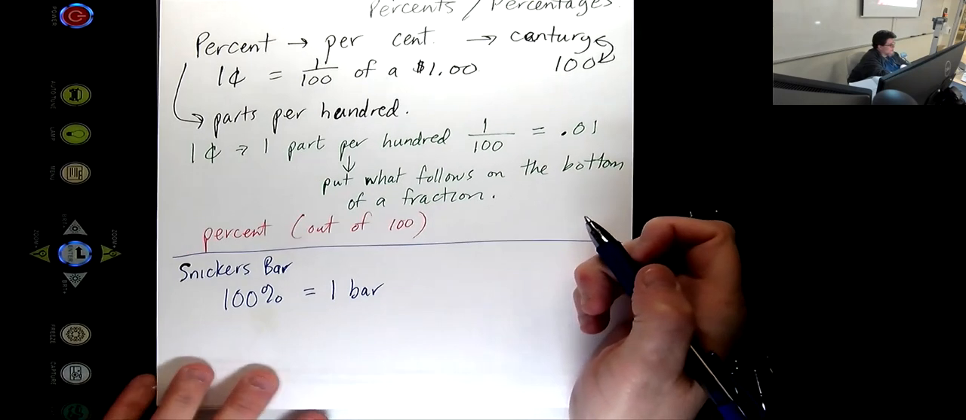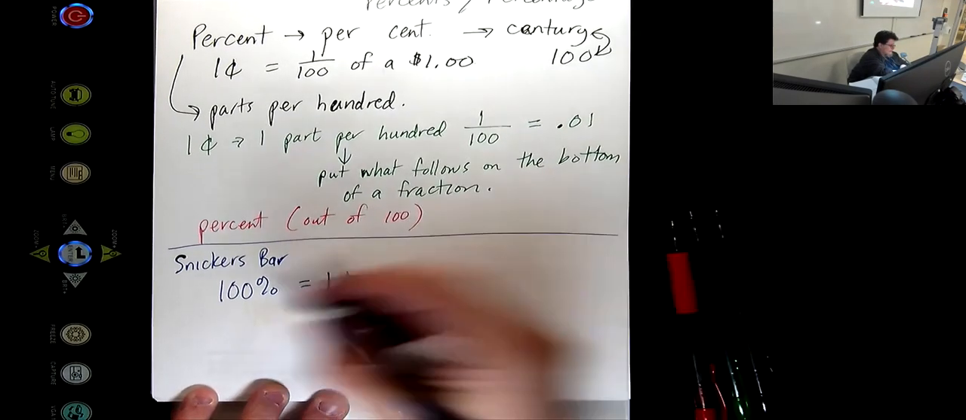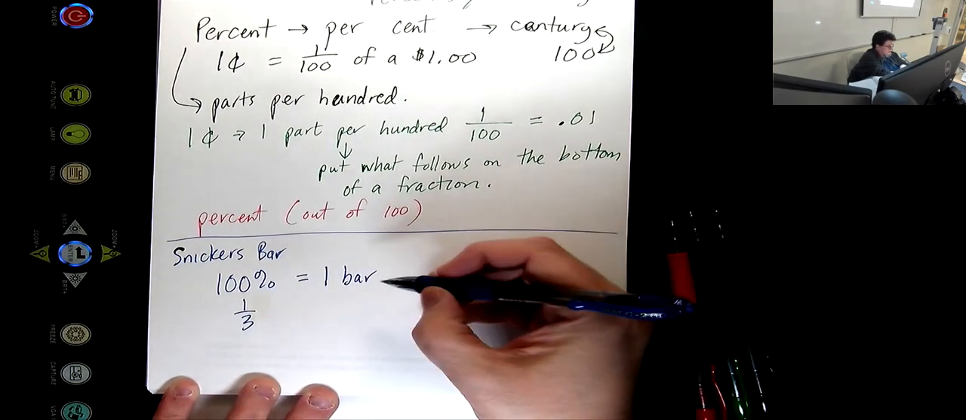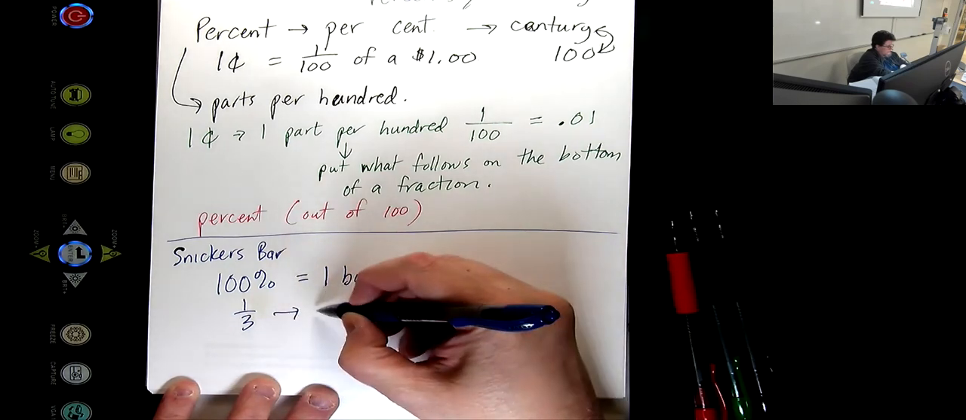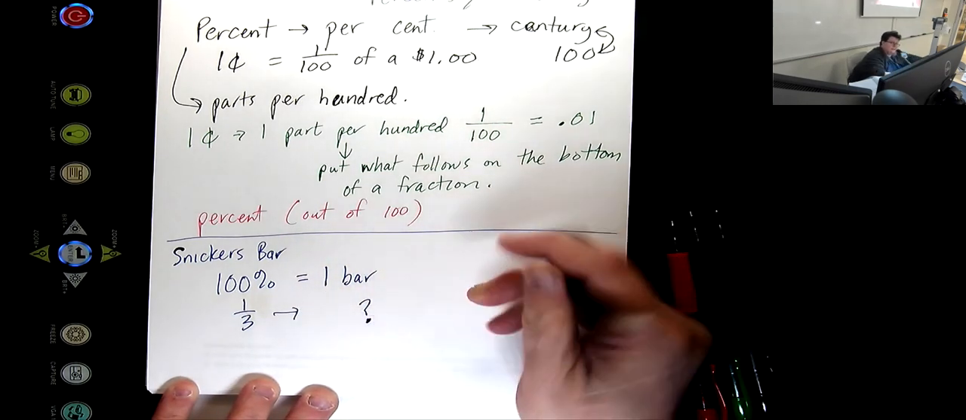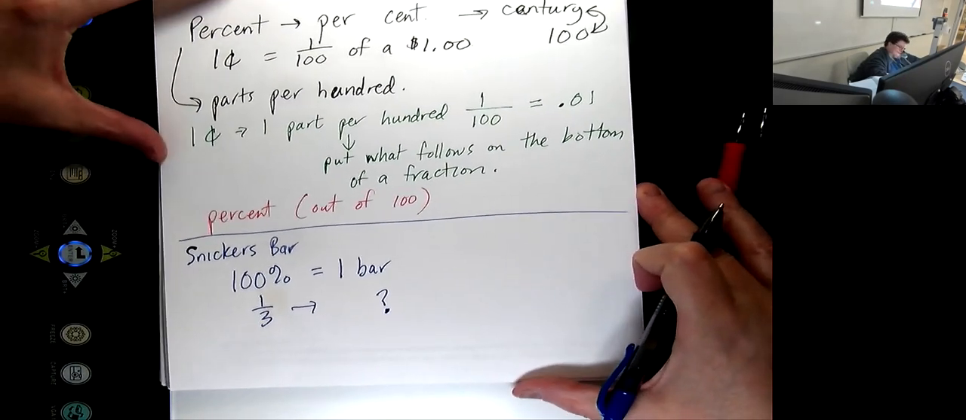If I only have 1/3 of the bar, like I ate 2/3 of it, if I have 1/3 of the bar, how do I write that as a percent? 75. You're just guessing here. That was way too fast. It was wrong. That's how I know it was a guess.